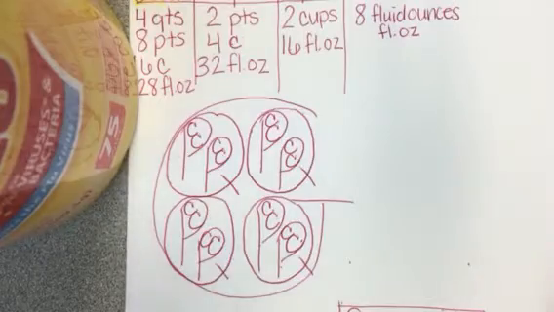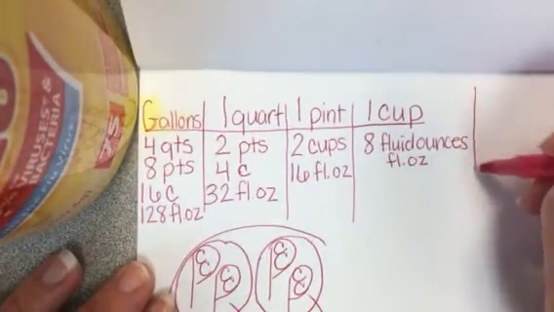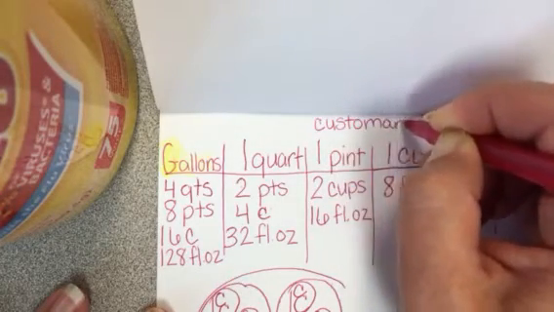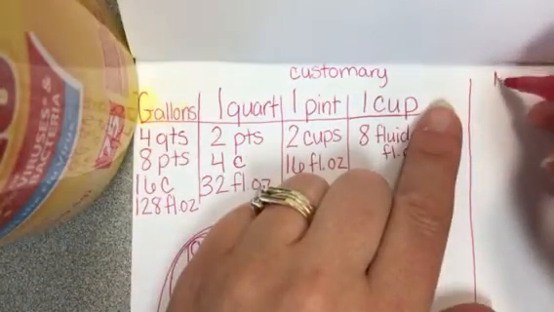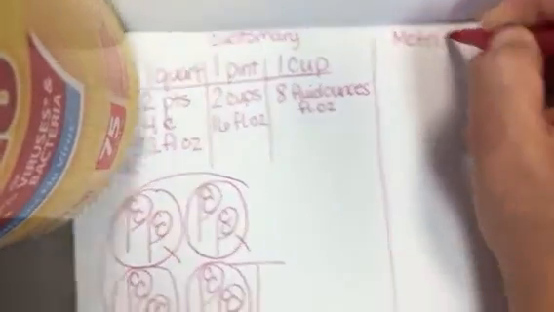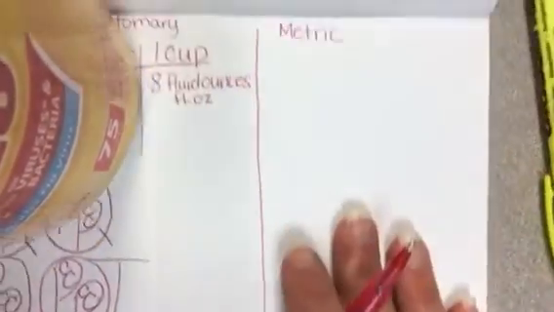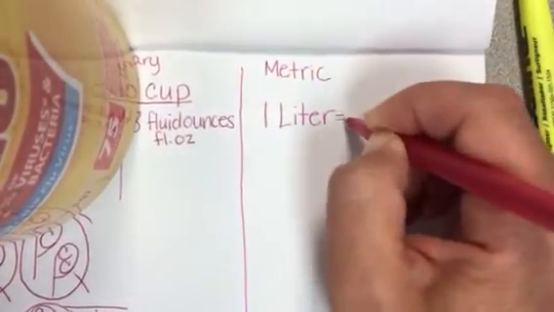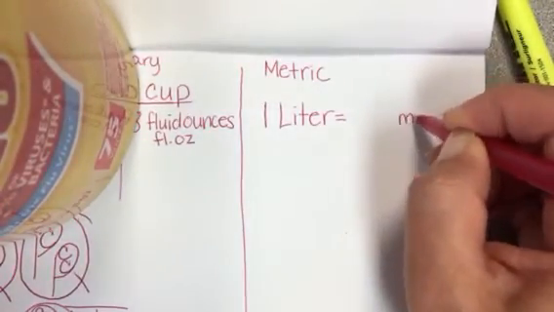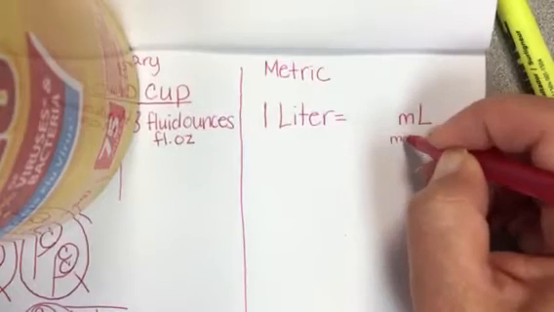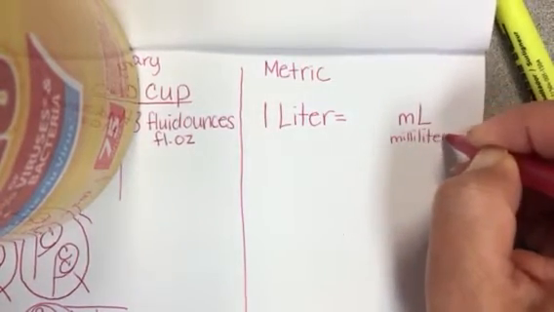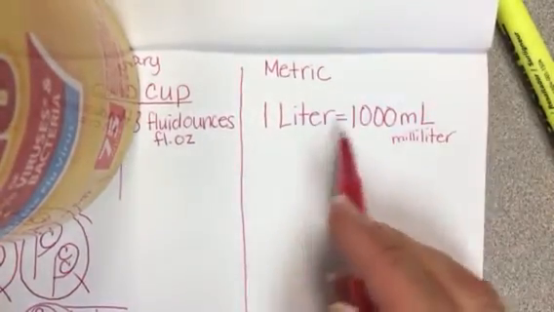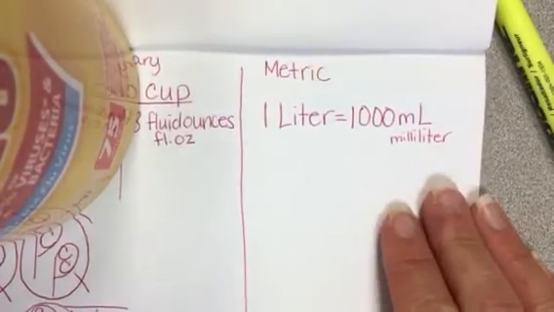Okay, so let's talk about some examples. Oh, I'm going to do one thing. This over here is customary. Over here, I'm going to talk about metric because they're different. Metric has to do with liters. 1 liter equals, do you know how many milliliters? This stands for milliliter. Milli means there's 1,000. 1 liter equals 1,000 milliliters. That's all you have to know for capacity for metric.